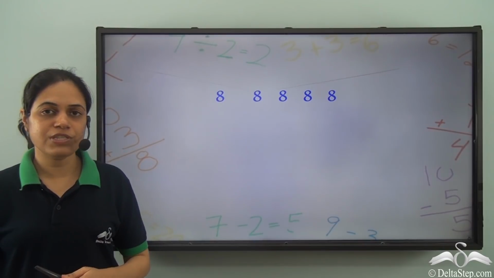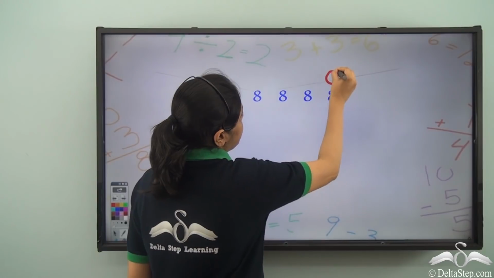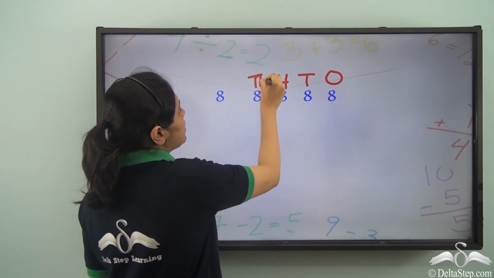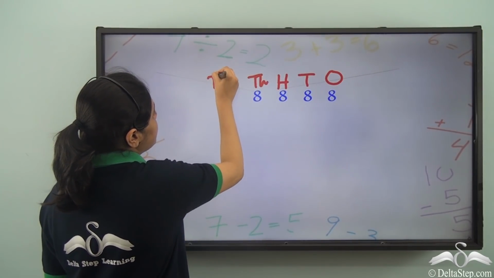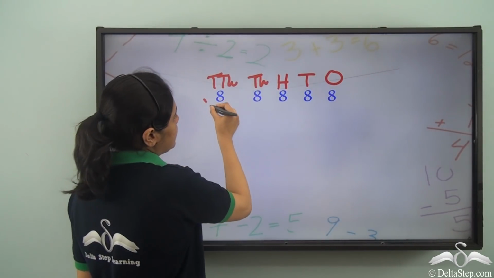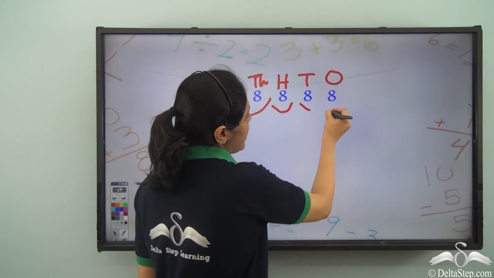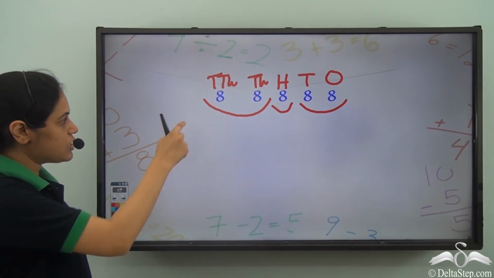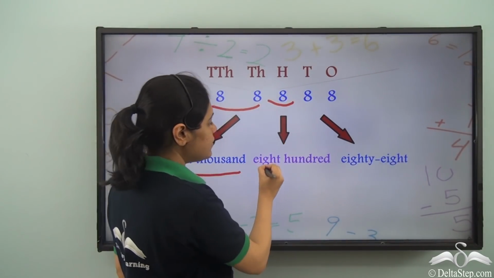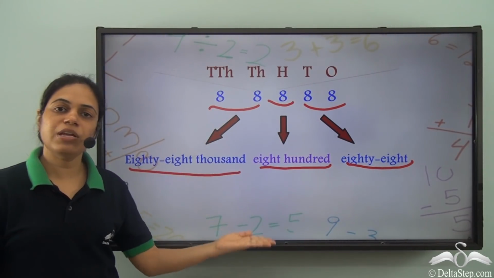Now can you write the number name of this number? So this is the ones place, tens place, hundreds place, thousands place, and 10,000s place. So I need to take the thousands and 10,000s place together, hundreds place, and these two together. So this becomes 88,888. So this is the number name of this number.